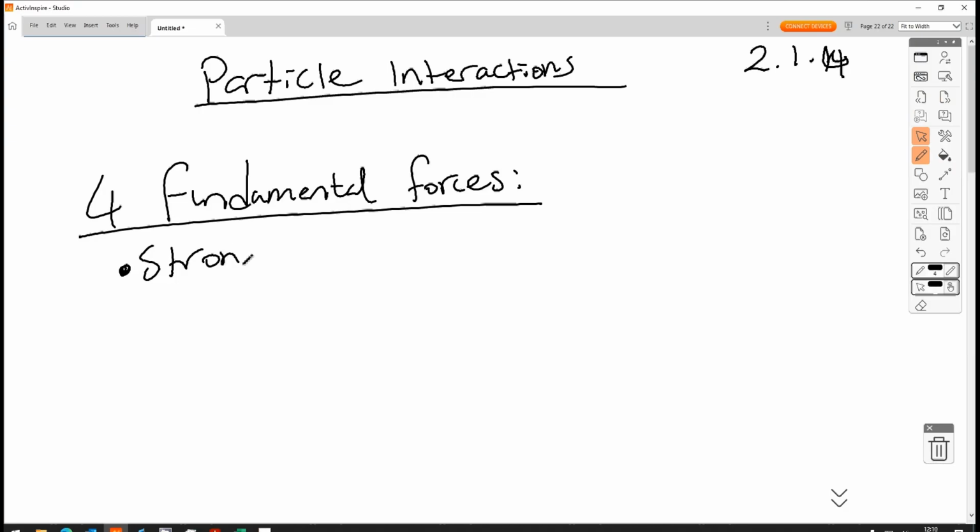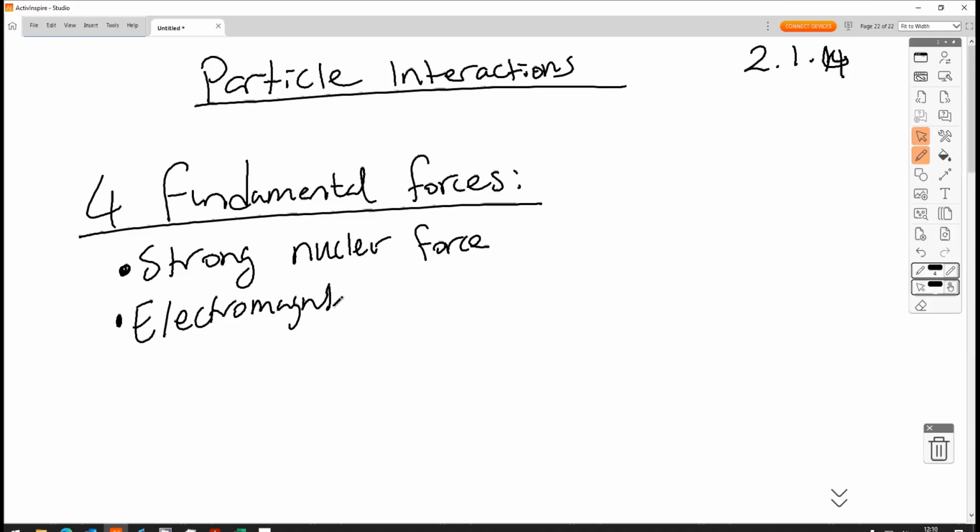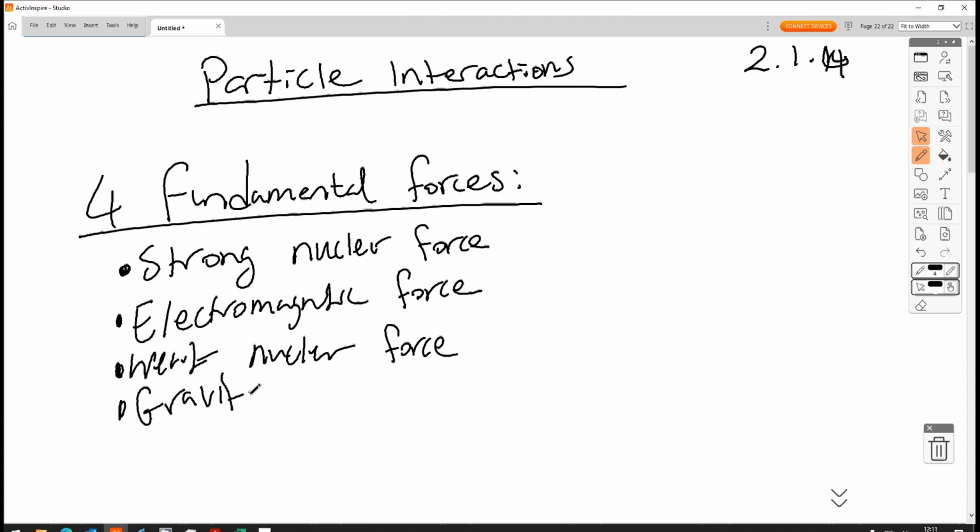Strong nuclear force. Then electromagnetic force. Then weak nuclear force. And then finally gravity, or gravitational force, if we want to stick to the convention we've just done. And then I'll do an arrow pointing downwards, which is strongest to weakest.